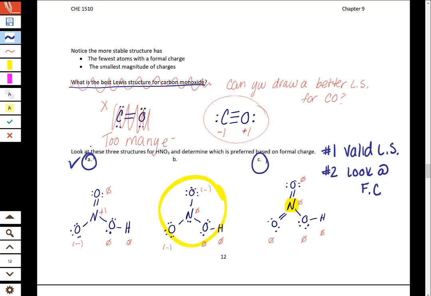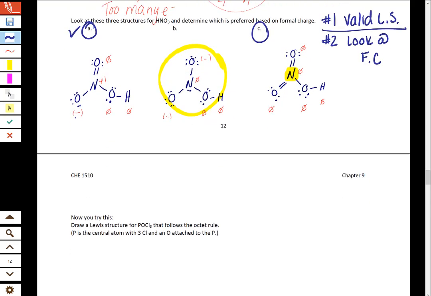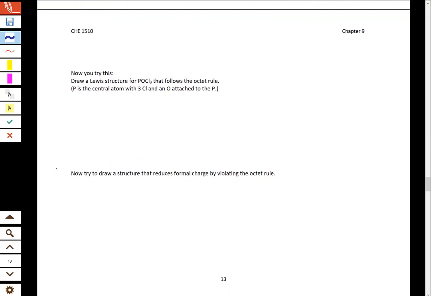This is the best Lewis structure because it's a valid Lewis structure. We've drawn the correct total number of electrons. Every atom has an octet, and then we consider formal charge. There's no way to lessen this formal charge. It's not possible. So sometimes you just have to deal with a non-zero formal charge on the central atom, and that's okay. So I'm going to let you try this one if you care to. Otherwise, I'm going to keep going for the sake of time.